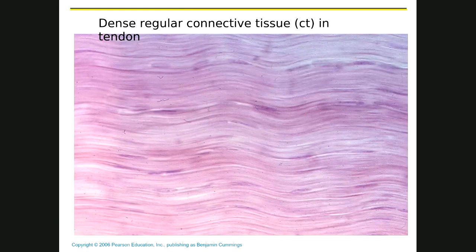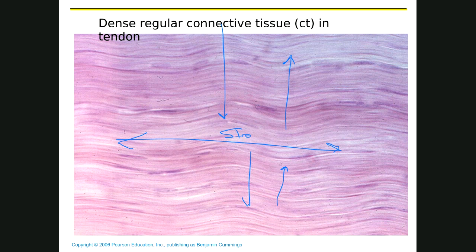The pressure has to come from this direction, because it's weak that way. This way it's very, very strong. Does it make sense to everyone? So that's dense, regular connective tissue.